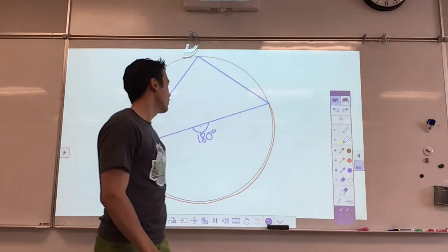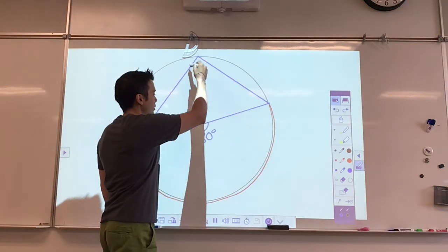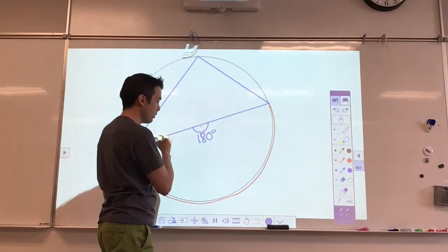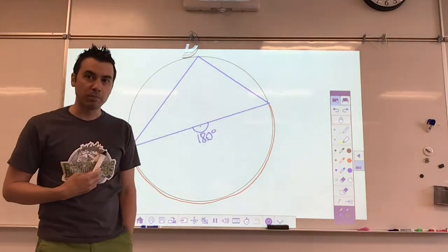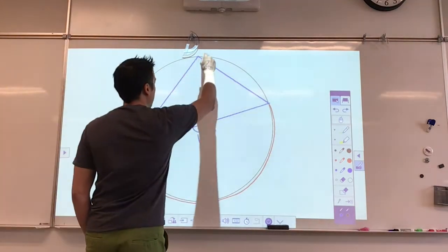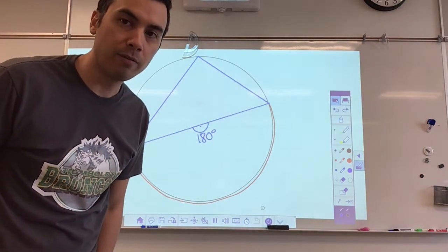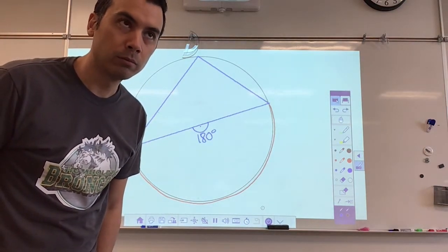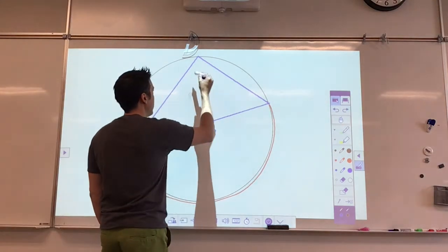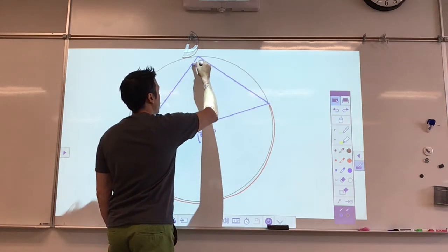Okay, so I have this triangle, and I want to know how many degrees are right here. Well, even though it's a diameter, this is still a special type of central angle that's 180 degrees. I have an inscribed angle right here, and the inscribed has to be half of the central. And so half of 180 is 90. I can put this fancy little square there.